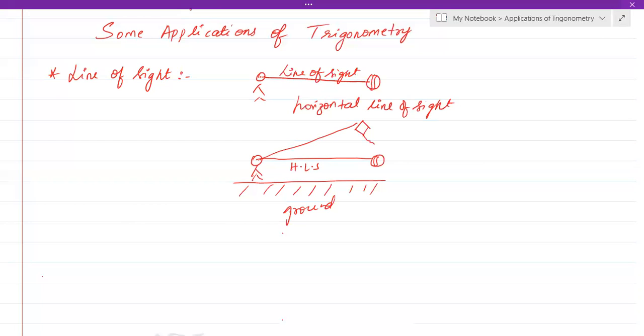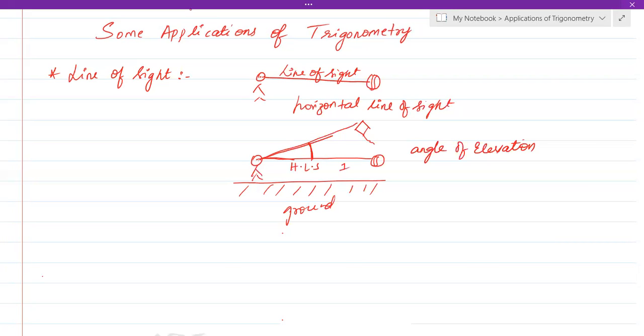Therefore, if you observe, between the horizontal line of sight and this new line of sight, there is an angle formed. This angle we call the angle of elevation. When is this formed? The angle of elevation is formed whenever a person is viewing something above him. This angle is between the horizontal line of sight and the new line of sight formed by watching a new object which is above him.